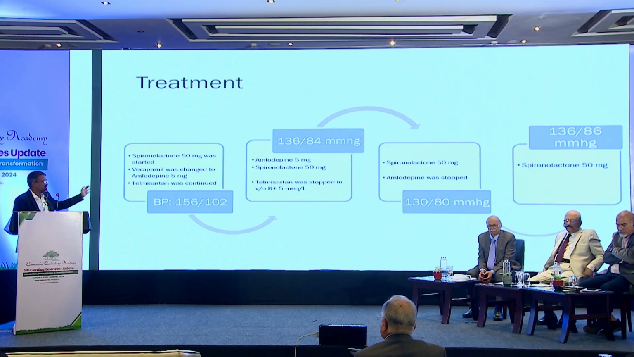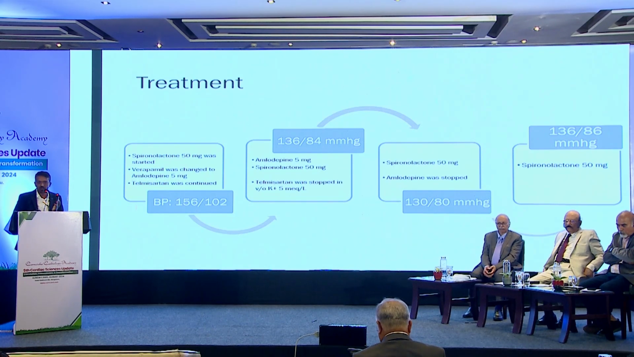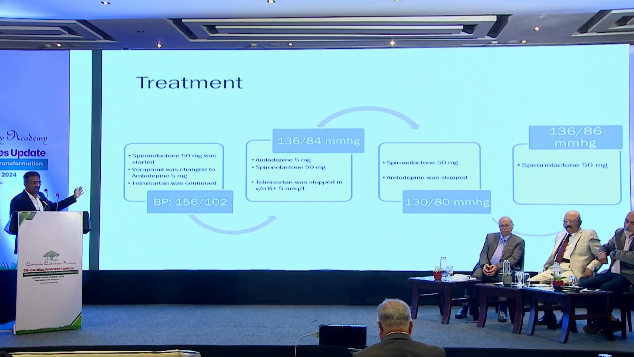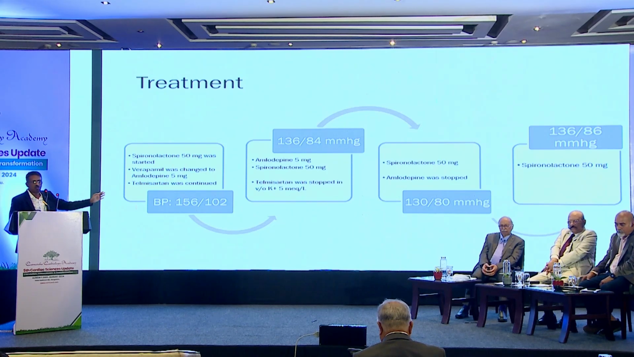The patient was on spironolactone, which we had changed to verapamil instead of amlodipine. I switched back to amlodipine and telmisartan was continued. So that means the patient was on telmisartan, amlodipine and spironolactone, and the blood pressure at the time of diagnosis was 156/102. In the follow-up, after 1 month, the potassium came to 5, so I removed telmisartan.